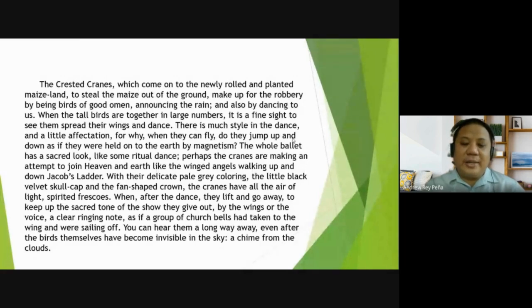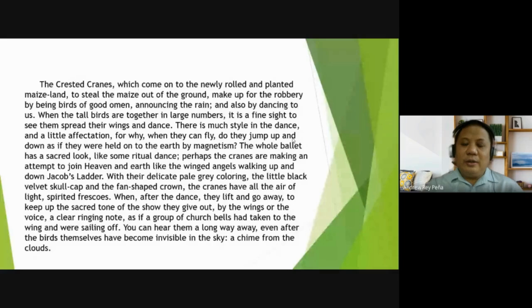Perhaps the cranes are making an attempt to join heaven and earth like the winged angels walking up and down Jacob's ladder. With their delicate pale gray coloring, the little black velvet skull cap and fan-shaped crown, the cranes have all the air of light-spirited frescoes. When, after the dance, they lift and go away to keep up the sacred tone of the show they give out, by the wings or the voice, a clear ringing note as if a group of church bells had taken to the wing and were sailing off. You can hear them a long way away, even after the birds themselves have become invisible in the sky, a chime from the clouds.